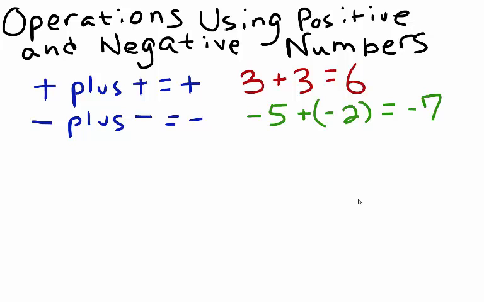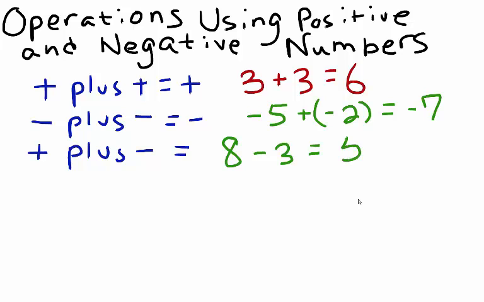When we add a positive and negative number, positive plus negative, we take the difference between the numbers and use the sign of the larger. Here's an example that will look familiar. 8 minus 3. It looks like a basic subtraction problem, because that's what it is. We have a positive 8 minus 3, taking the difference between the numbers and using the sign of the larger number for our final answer. So 8 minus 3 equals positive 5.